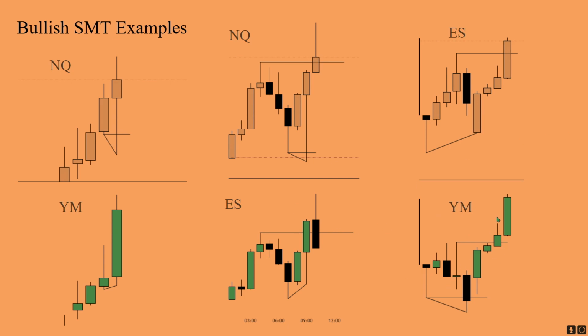And one more example, same thing. Now we have ES and YM. You can see this sell side liquidity pool down here. YM runs that out. ES fails to do so. Bullish SMT, indicating ES is the stronger asset. And you can see that we end up taking the buy side liquidity above, and you want to be trading ES in this case.